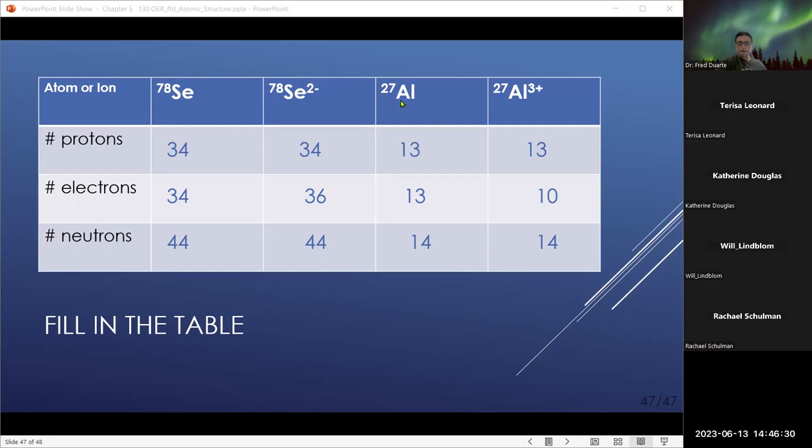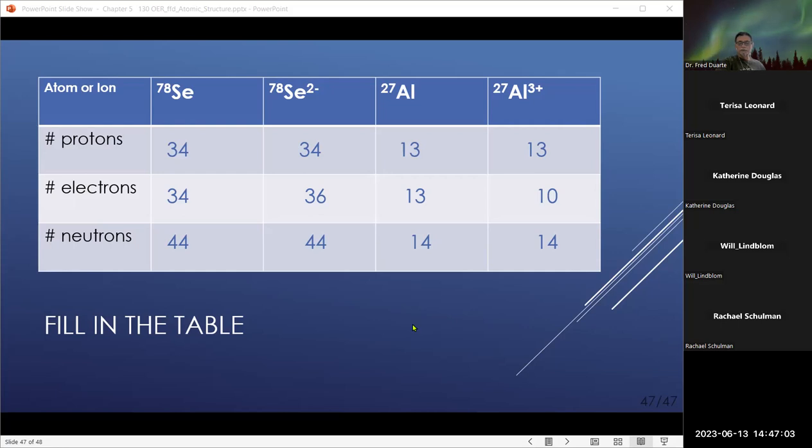And then we got aluminum 27, and they got 14 protons, 14 electrons, 13 protons, 13 electrons, and 14 neutrons. When it becomes an ion by losing 3 electrons, because it is in group 3A, Roman numeral 3A, it now has 13 protons, nothing changed in the number of protons. The number of electrons has definitely changed, okay? And the neutrons remain the same.